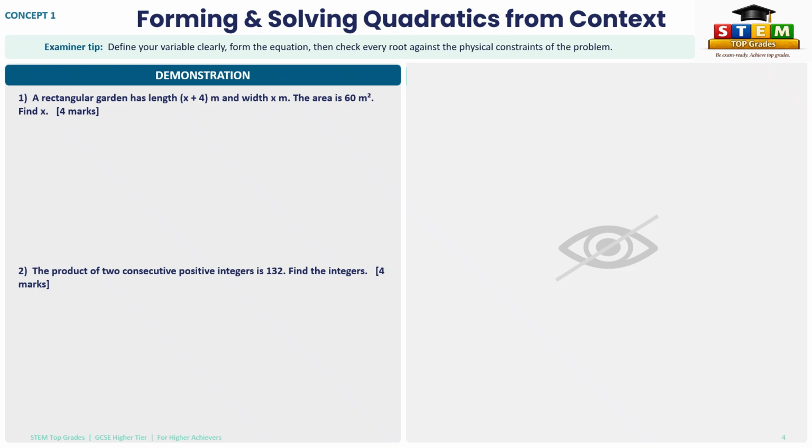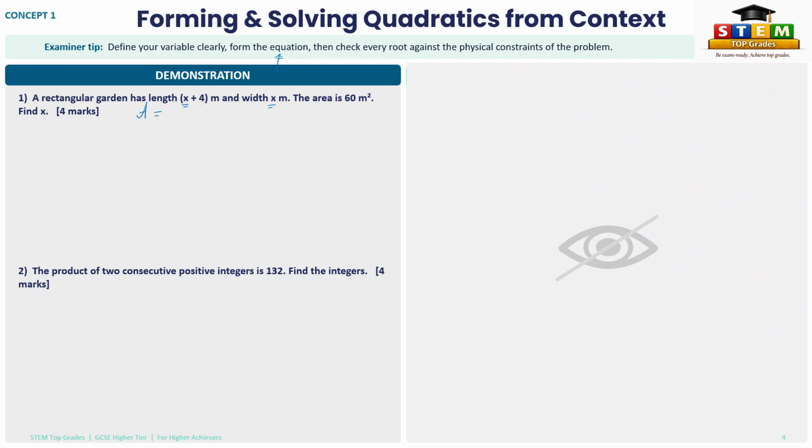So, in our first question, it says a rectangular garden has length x plus 4 meters, width x meters, and the area is 60 meters squared. So let's start constructing our equation. So this is where we're starting from, okay, because our variables have already been defined for us. So these are our variables, x plus 4 and x. Now constructing the equation is like this.